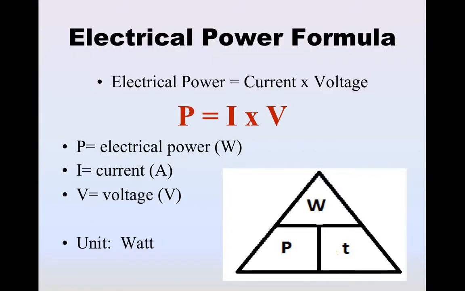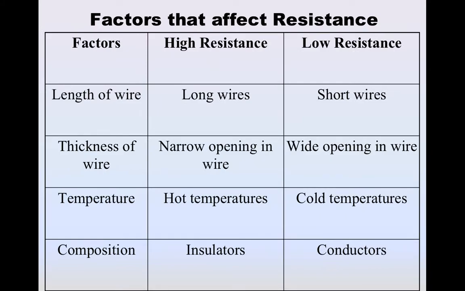Temperature is another one. Basically, hotter temperatures, believe it or not, prevent electrons from flowing. Electrons like it cold. They like it cool. So the cooler the temperature, the easier it is to flow. The hotter the temperature, the higher the resistance, or the more ability to allow it to stop. The last one is composition. If you have insulators, that's going to prevent it from flowing. And if you have conductors, which are metals, the electrons are actually going to flow very well. Okay?